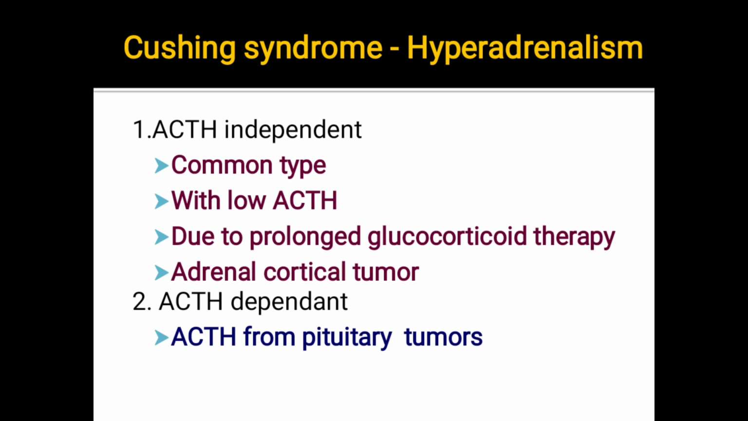Adrenal cortical tumor is a rare cause of ACTH independent Cushing syndrome. Pituitary tumors also can rarely produce excess ACTH, causing hyperadrenalism.